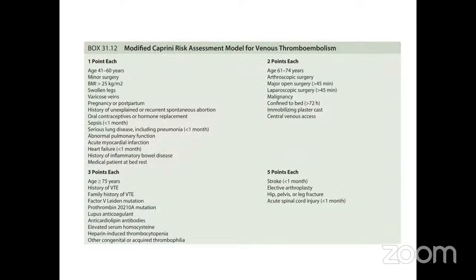This is the Caprini risk model for venous thromboembolism. These factors have 1 point each, and these have 5 points each, which are stroke, elective arthroplasty, hip, pelvic and leg fractures, and acute spinal cord injury. And these are 3 points and 2 points. These factors usually help in identifying thromboembolism post-surgery and perioperatively.